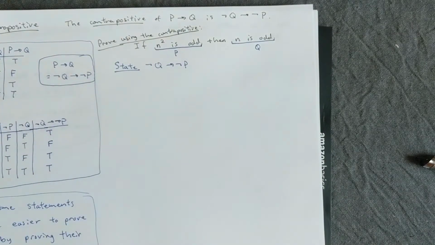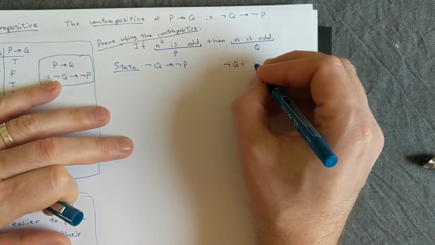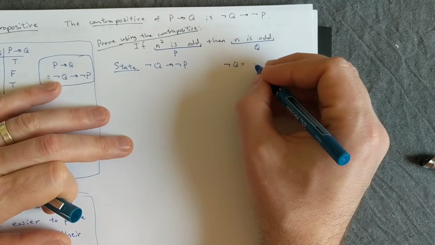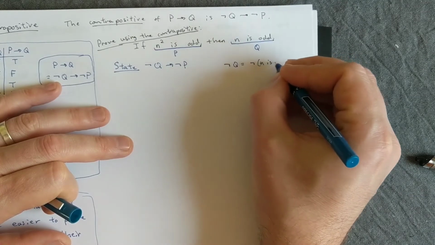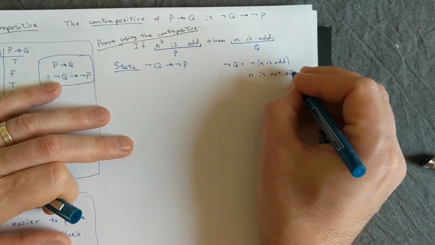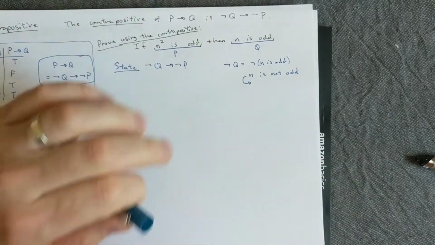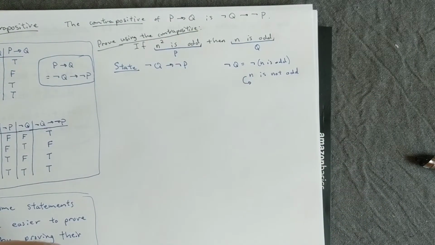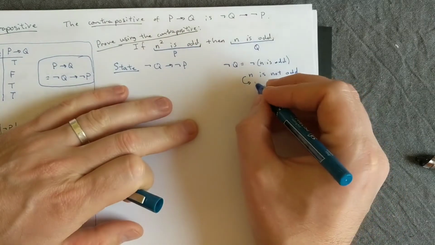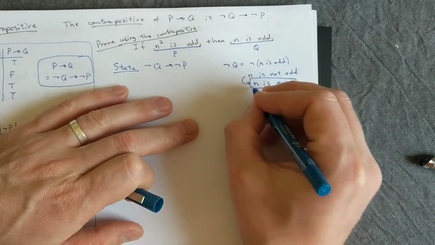Okay, so notice what Q is. Q is n is odd, so not Q is n is not odd, which in English we would say n is not odd. And the way we're going to actually use it in this statement is we're going to use the fact that all non-odd numbers are another kind, so we want to state it in a positive sense. So n is not odd is the same as saying n is even. So that's in fact the statement we're going to end up using for not Q.